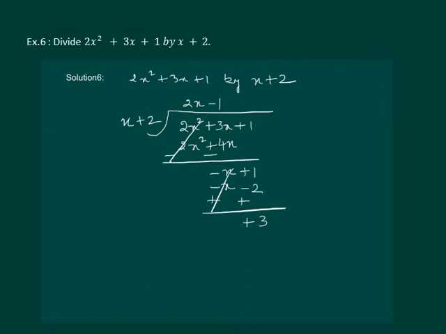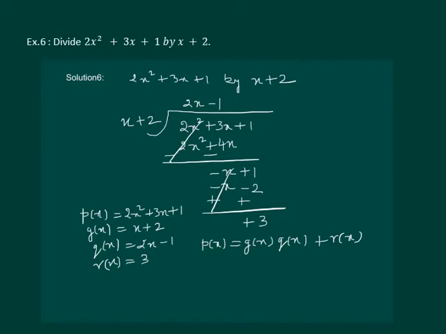Now we need minus x, so we will multiply the divisor with minus 1 and take in the quotient minus 1. We get minus 1 into x as minus x and minus 1 into plus 2 as minus 2. Now change the signs and x gets cancelled. We are left with 3 as remainder.